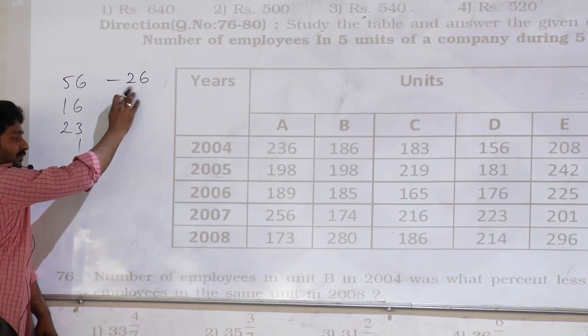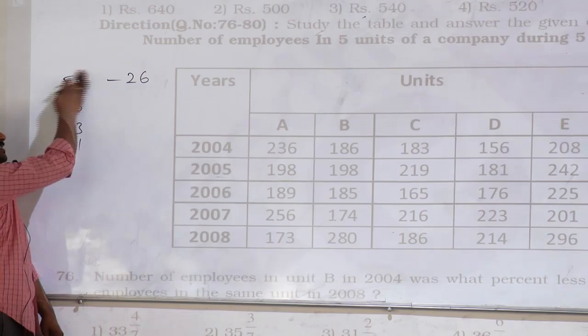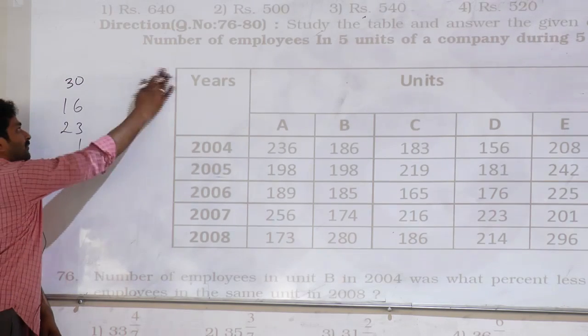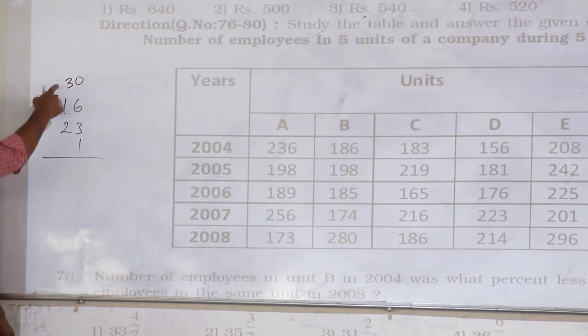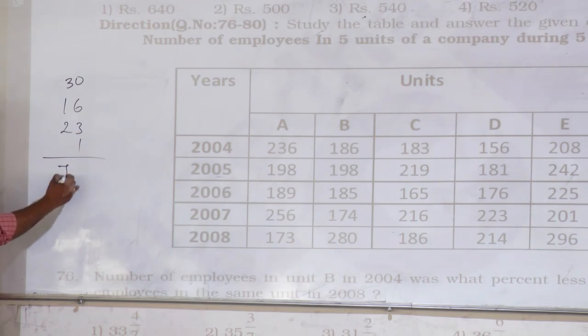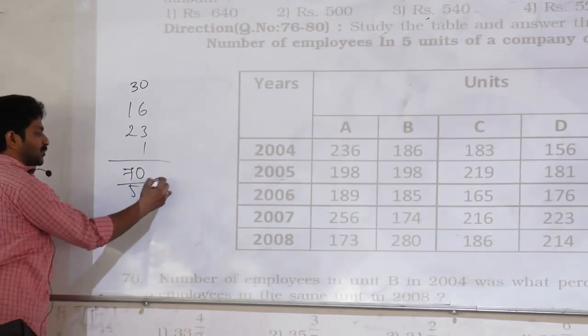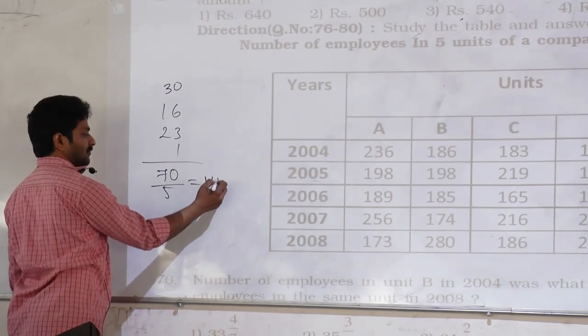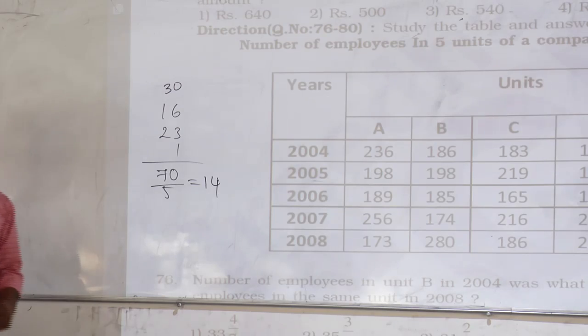Let me take 23. 26 from 56. How much is this? 30. So after making every number as 200, you still have 40, 50, 60, 70. Now you need to adjust 70 among 5 numbers. So each gets 14. After making every number as 200, you still have 14. So answer 214. Clear?